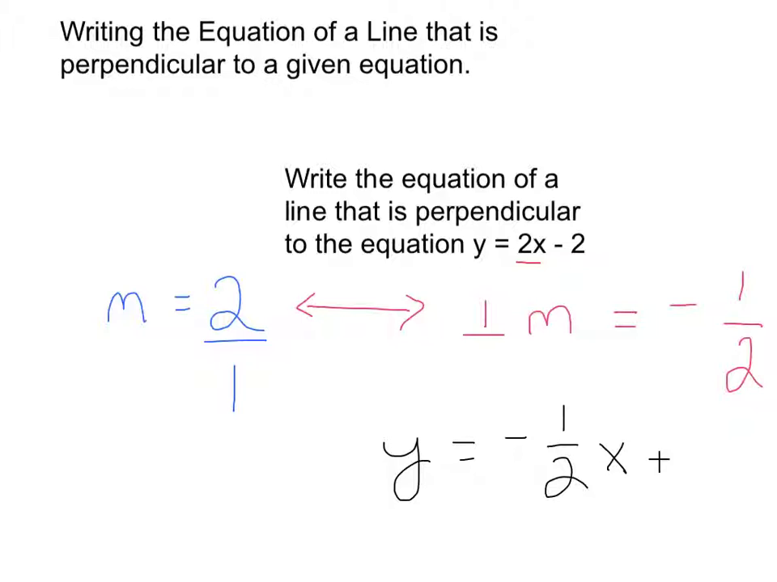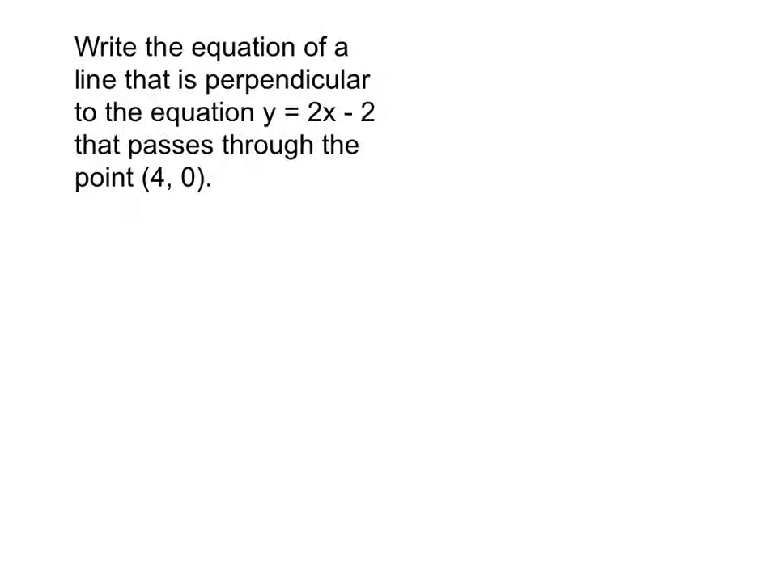So I could write, for example, y equals negative 1/2 x plus 5. My y-intercept can be anything except for negative 2, and this line would be perpendicular to the line that's given. So now I'd like to take that a step further, and find the equation of the line that's perpendicular to y equals 2x minus 2, but passes through the point 4, 0.